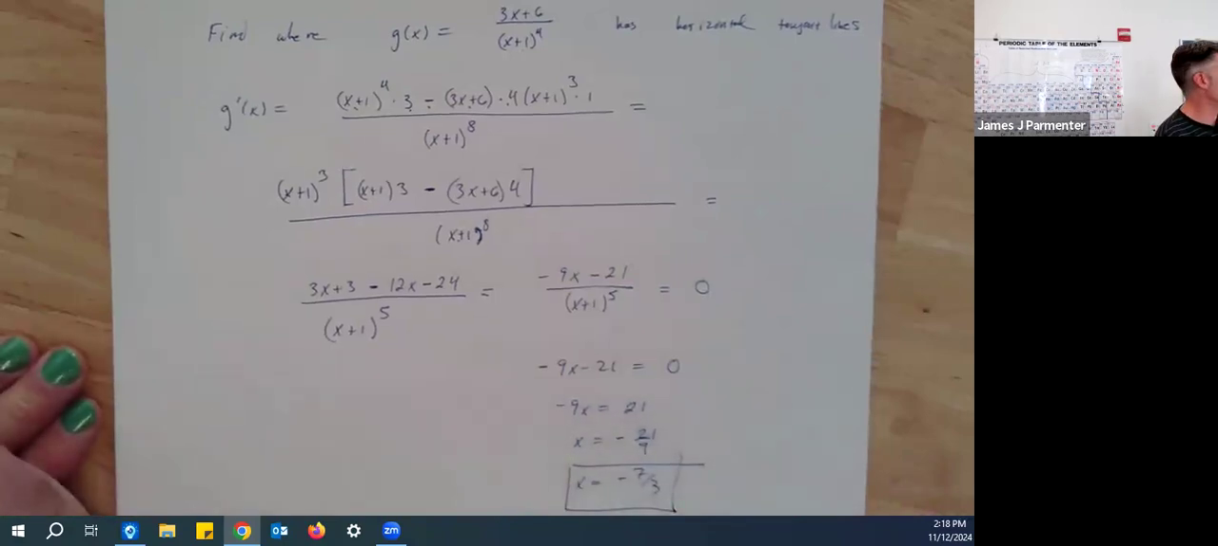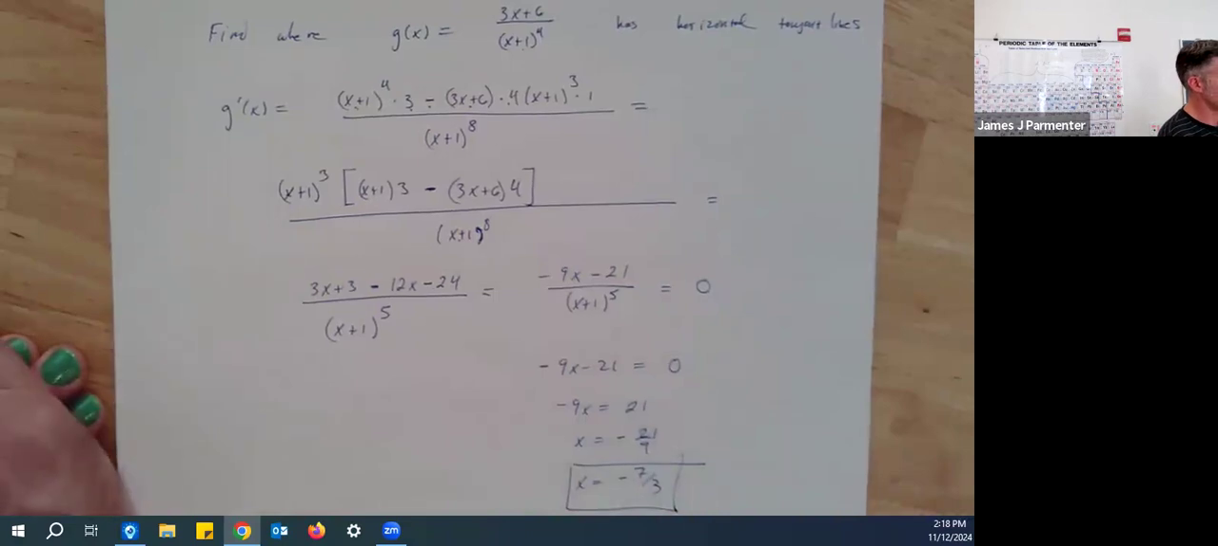X equal to negative 1 would not be a solution here. X equal to negative 1 is a value that would make this derivative undefined, because it's not in the domain of the original function.